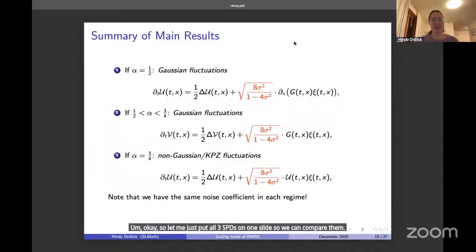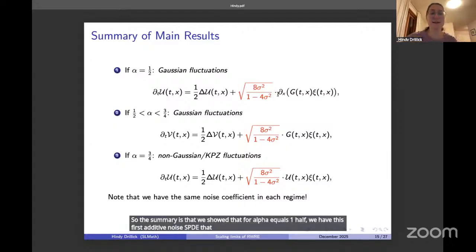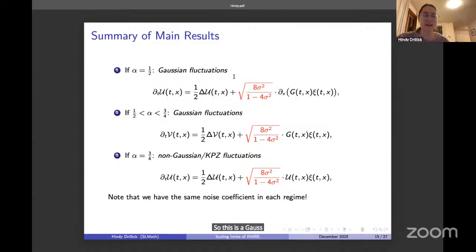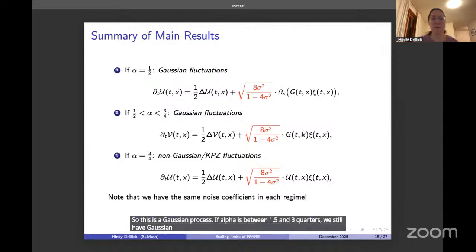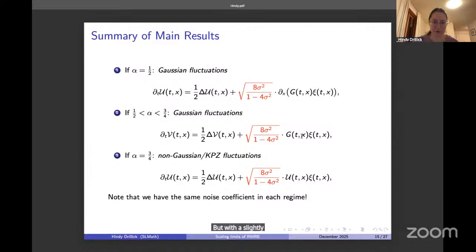So the summary is that we showed that for alpha equals 1/2, we have this first additive noise SPDE that conserves mass. So this is a Gaussian process. If alpha is between 1/2 and 3/4, we still have Gaussian fluctuations, but with a slightly different noise term that no longer conserves the mass. And finally, if alpha is 3/4, we have truly non-Gaussian fluctuations given by the multiplicative stochastic heat equation.